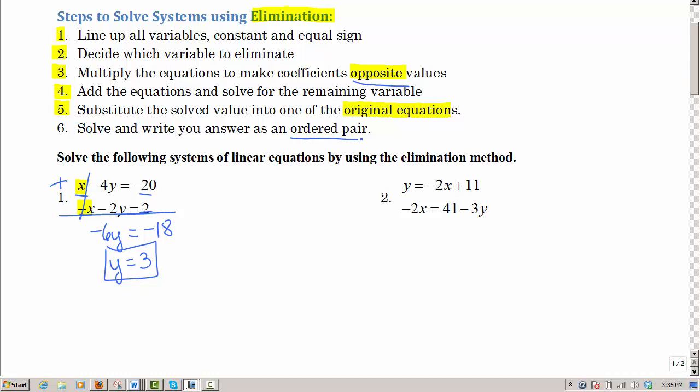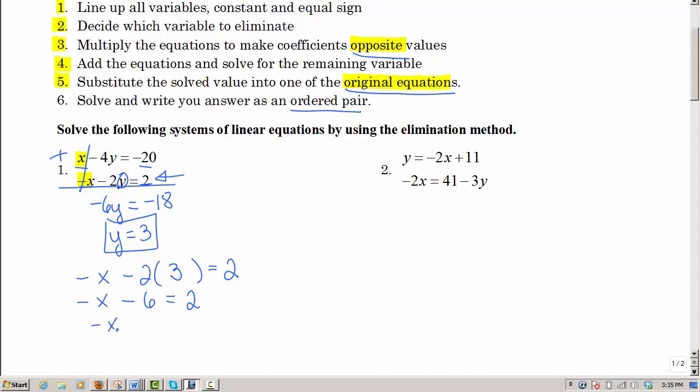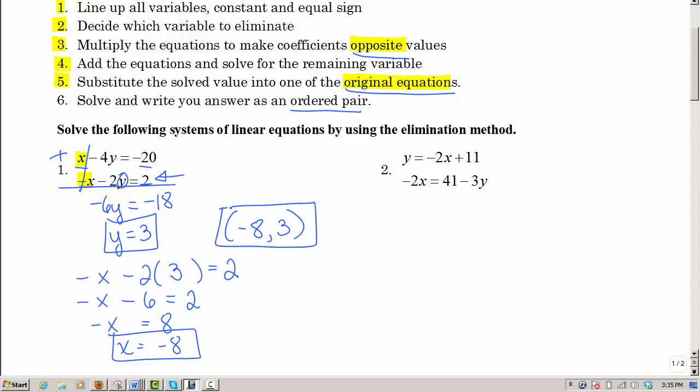So I need to put 3 back into one of the original equations. It doesn't matter which one. I think I'll use the second one just because the numbers look smaller. So I have negative x minus 2 times y, which I now know is 3. So I have negative x minus 6 equals 2. Negative x equals, I'm going to add 6 and get 8. Divide by negative 1 and I get negative 8. So my answer is negative 8, 3. That's my ordered pair.